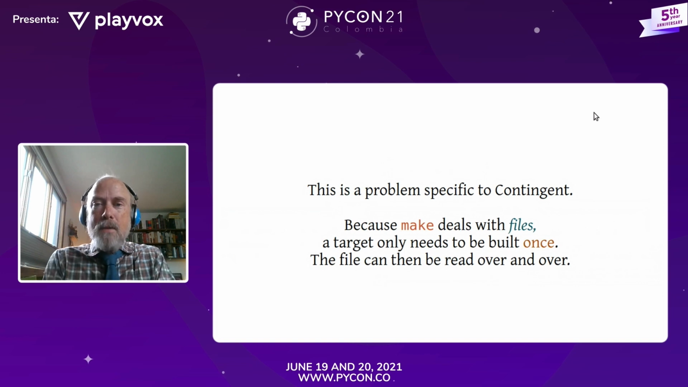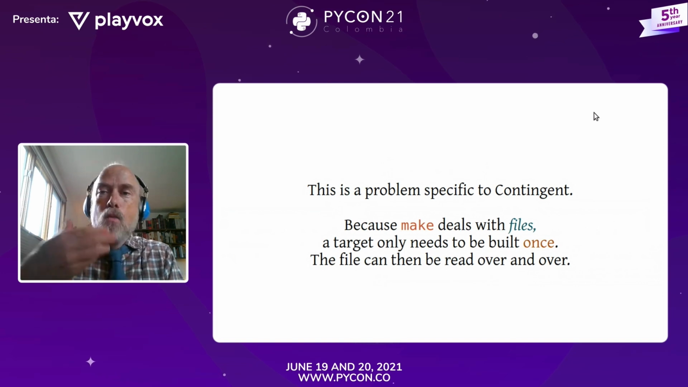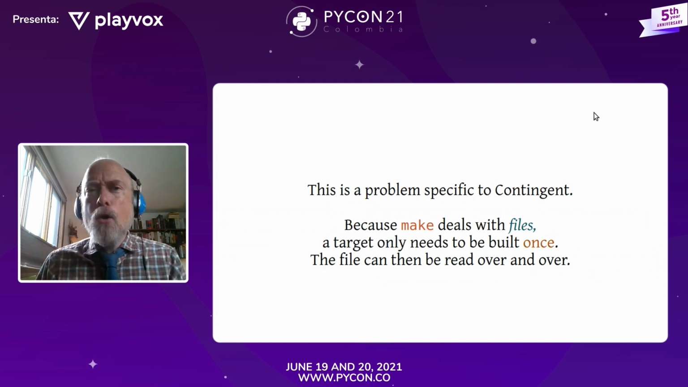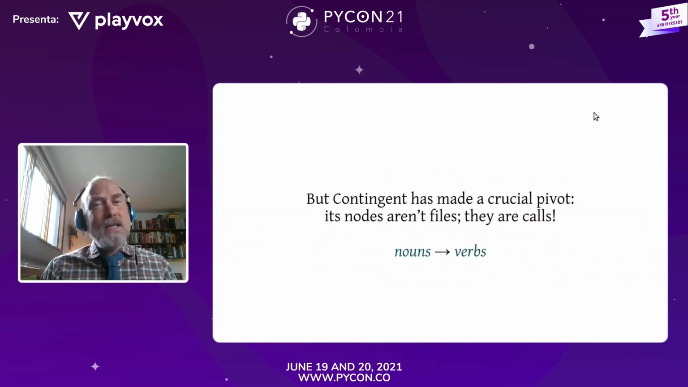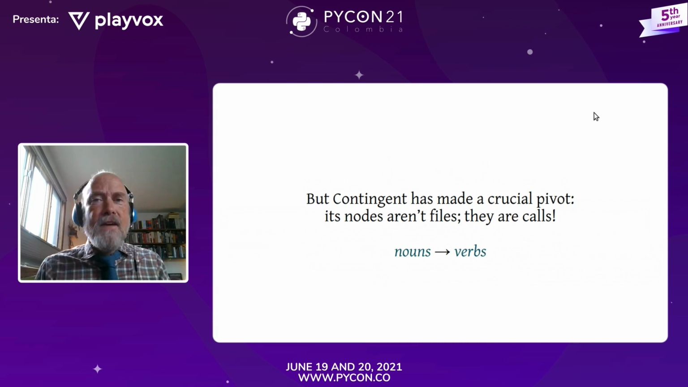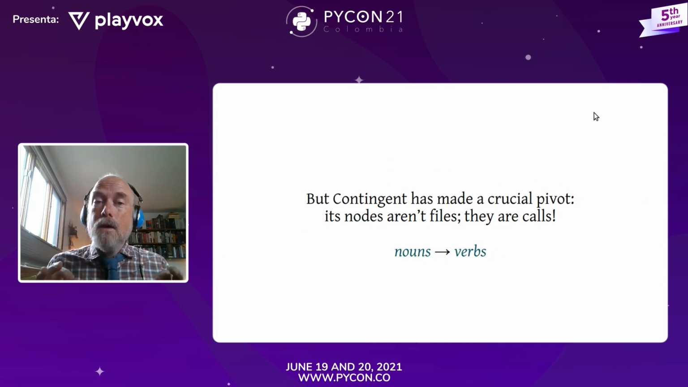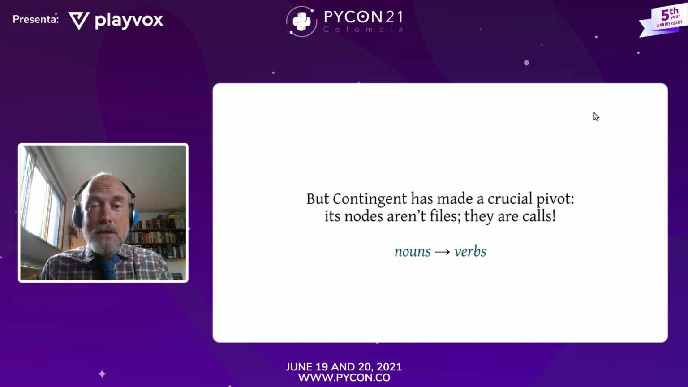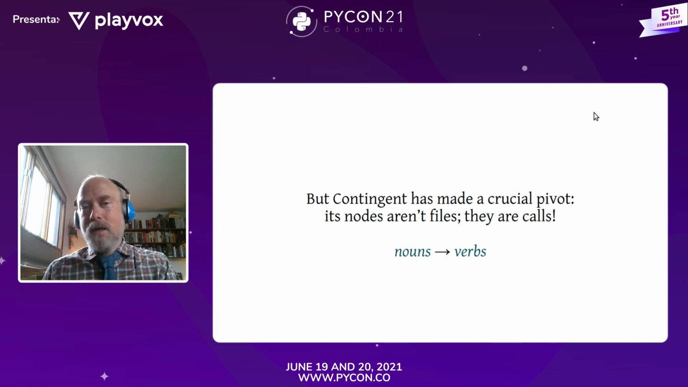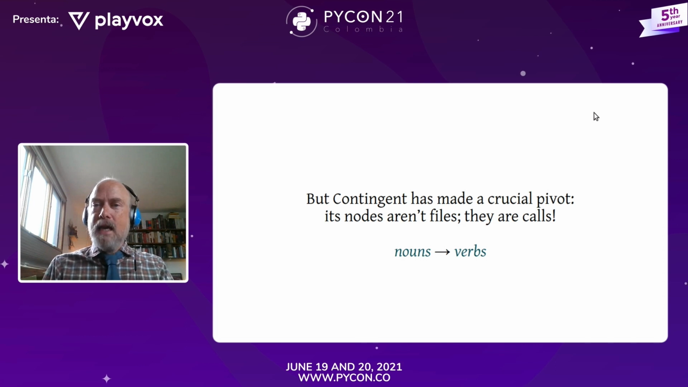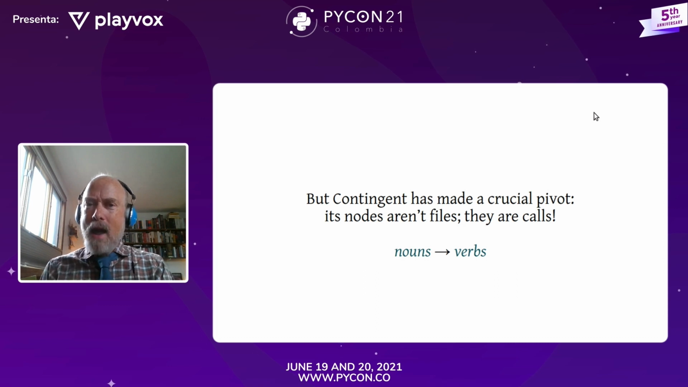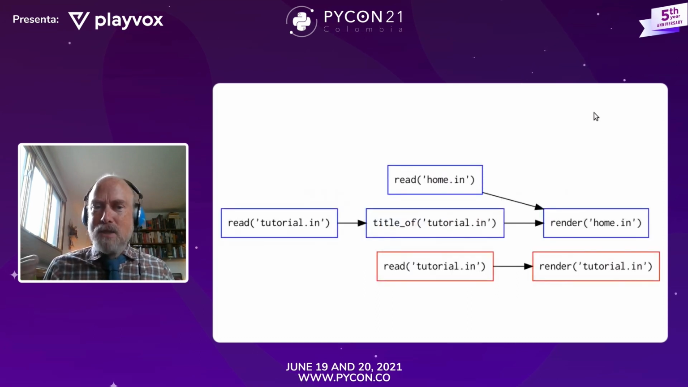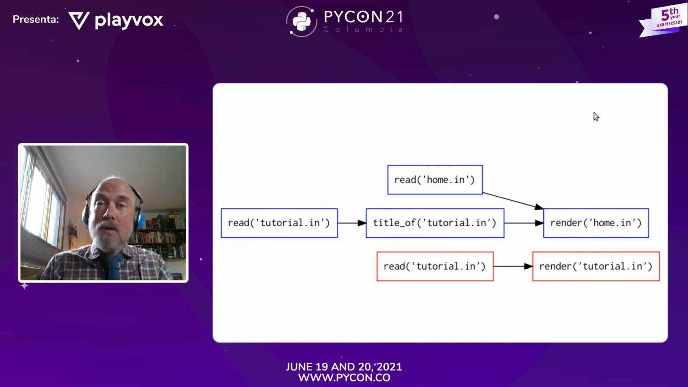A target only needs to be built once. The file can then be read by downstream steps over and over. But Contingent has made a crucial pivot that makes the situation different. Its nodes aren't files. They are calls. Contingent has pivoted quietly from being a graph of nouns, files, to being a graph made out of verbs. Each element of Contingent's graph of tasks is a verb, an action, a function call with some arguments.